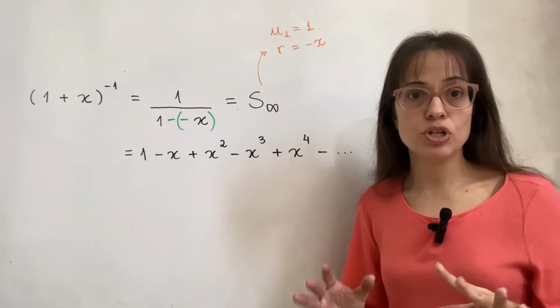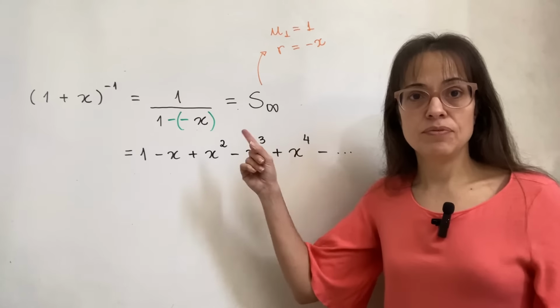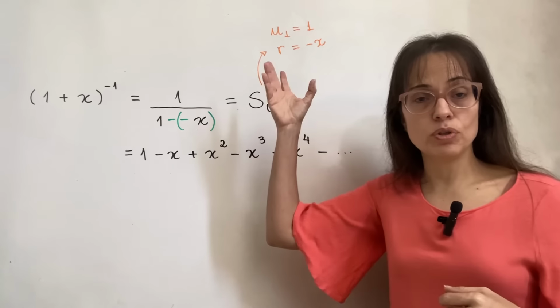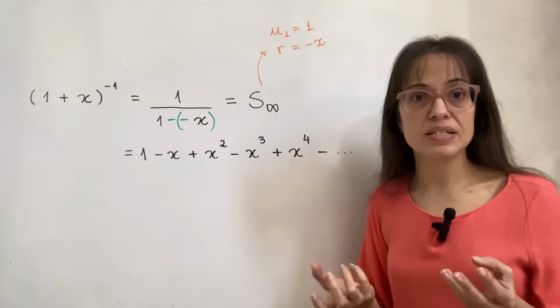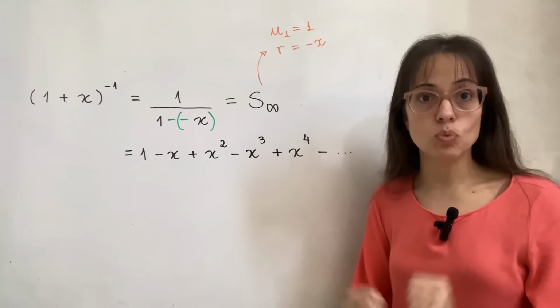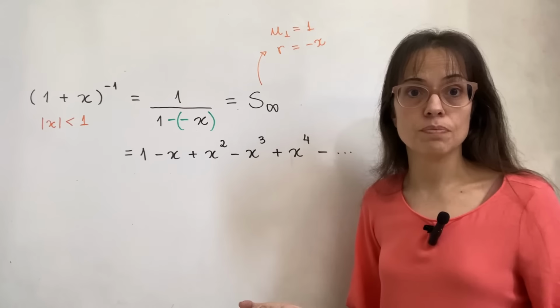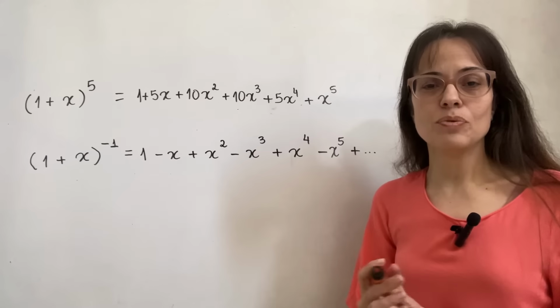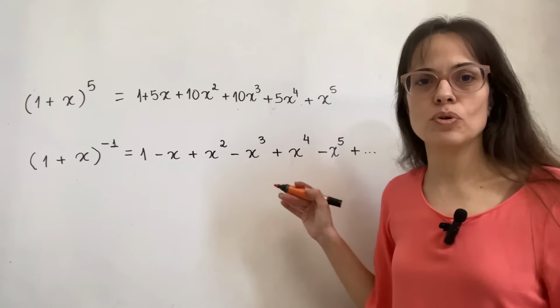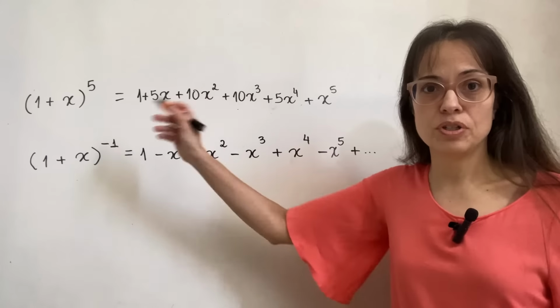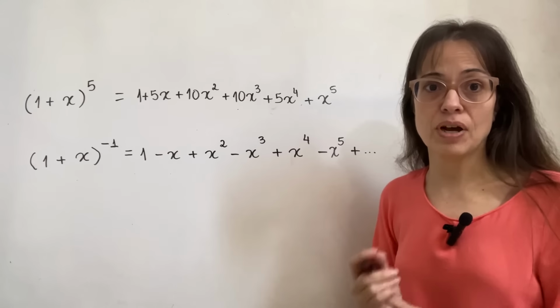There is a restriction here, of course. Infinite geometric sequences can only be added when the common ratio has an absolute value which is less than 1. So what we are doing here also has that same restriction. And what I want to do now is to just compare what's going on here to what was going on in 1 plus x to the power of 5.